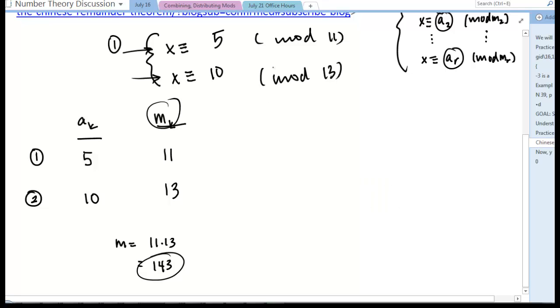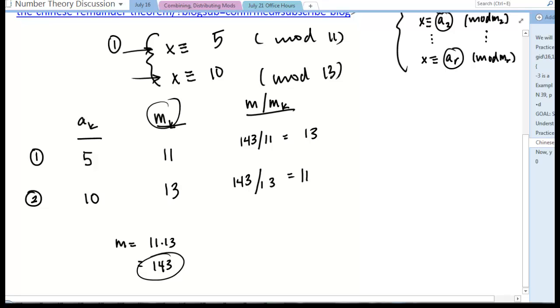So let's see. The next column that we're going to do is we're going to take M and divide it by the corresponding mod in our particular equation. So I'm going to take 143, divide it by 11. I'll get 13 here. I've got 143, and I'm going to divide it by 13 to get 11. Okay.